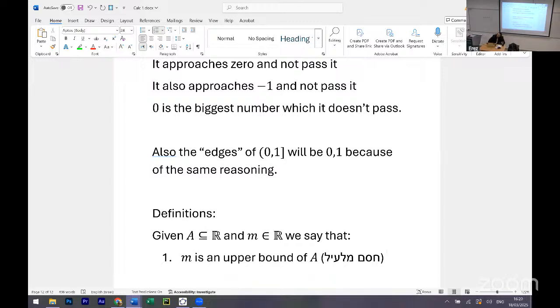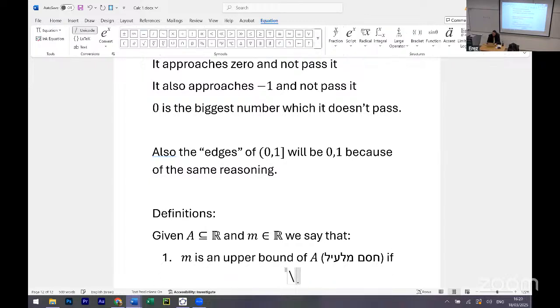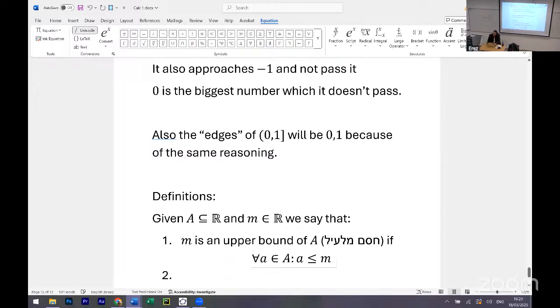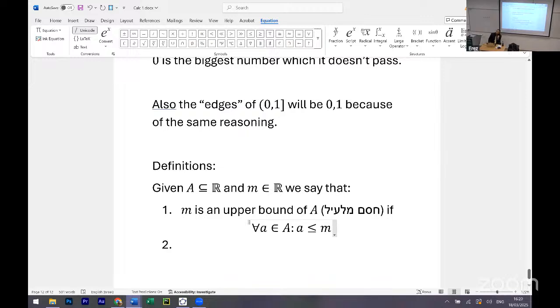When will you say a number is an upper bound of a set? When no element in the set is over that number. Yes, when it is larger than or equal to every element of the set. If for all a in A, it is true that a is less than or equal to M. So notice that the upper bound could be a part of the set, but it also might not be.